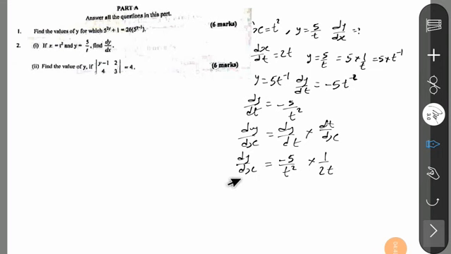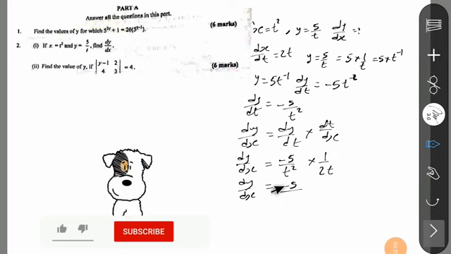When you do the multiplication, our dy/ds will be equal to minus 5 times 1, that is minus 5, and here we have t squared times 2t, that gives us 2t raised to the power of 3. So you can leave your answer like this. This will be the answer.